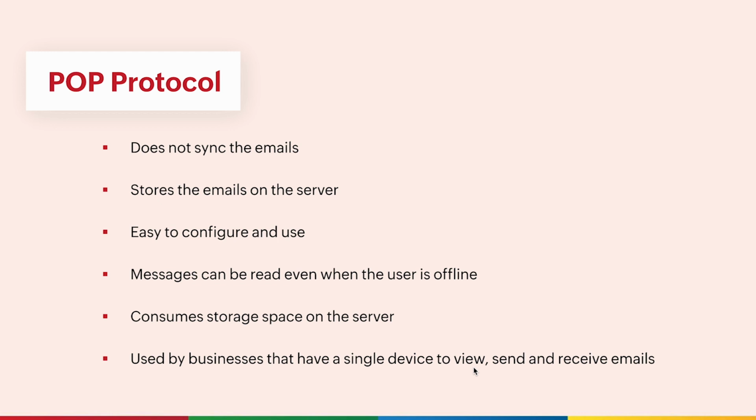There are a few advantages of using the POP configuration. The emails will be directly downloaded to the user's computer, and the messages can be read even when the user is offline. You can open email attachments much faster as they are already downloaded. With the POP configuration, you need very less storage space as emails are already stored on the local machine. The POP configuration is very popular, easy to configure and use.